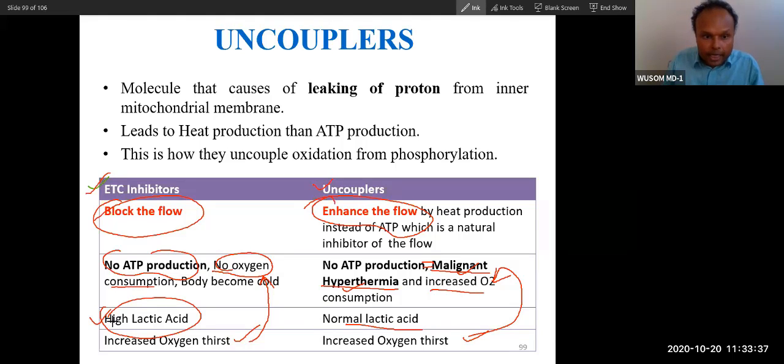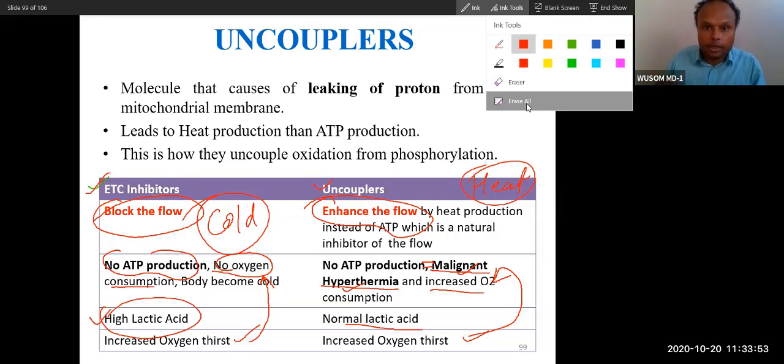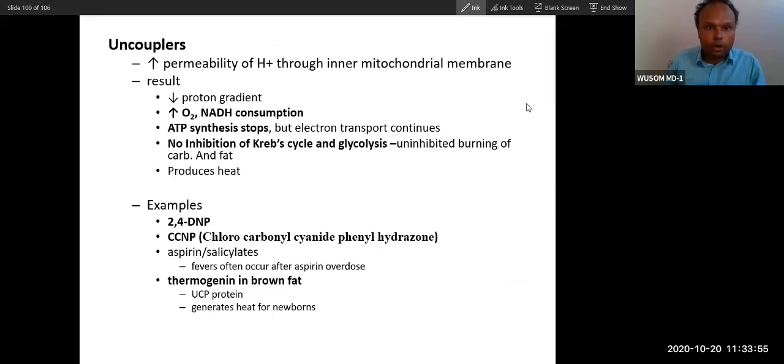The main difference will be that here the patient will be cold. In case of electron transport chain inhibitor, cold; here will be heat, very high heat, malignant hyperthermia. This is a very big difference between uncoupler and electron transport chain inhibitors. So these are the examples of uncoupler.